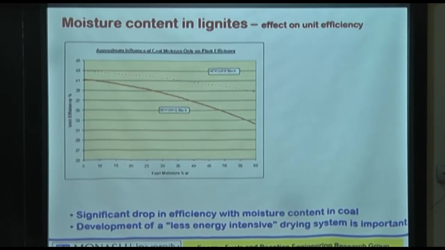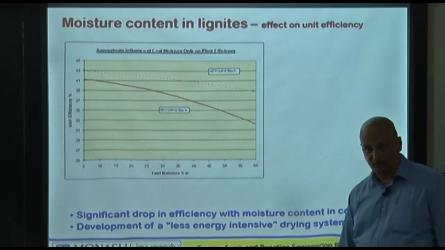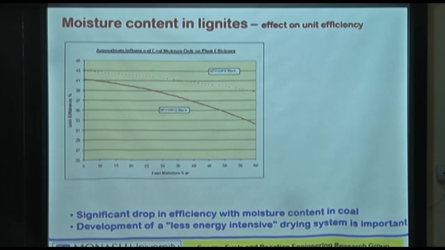So the other issue is that if you do not pre-dry, then you have a significant drop in the efficiency as the moisture content of the fuel going into the boiler increases from left to right. The efficiency drops. And remember that a 1 percentage point efficiency increase is a 2 to 3 percentage point improvement in CO2 emission. Okay, so it's not only an economic driver, but also an environmental driver, the drying of the coal.